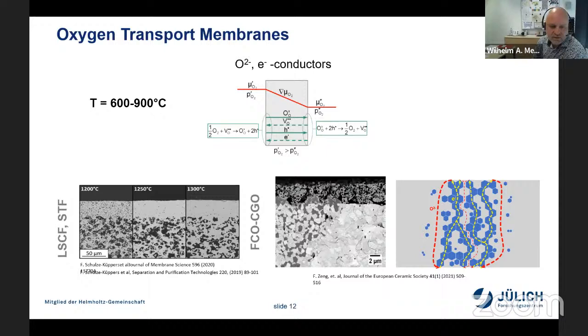Classical materials are lanthanum strontium cobaltite, the perovskite material you know also from the cathode in an SOFC. A material with a lower flux but a high stability is the strontium titanate based ferrite. But you have to dope it with other elements to get a good conduction here. And also dual phase membranes are a possibility in this kind, for example, iron cobaltite, that's a spinel, mixed with gadolinium oxide, and then you have an ionic conducting phase and an electronic conducting phase. Those are the different options.